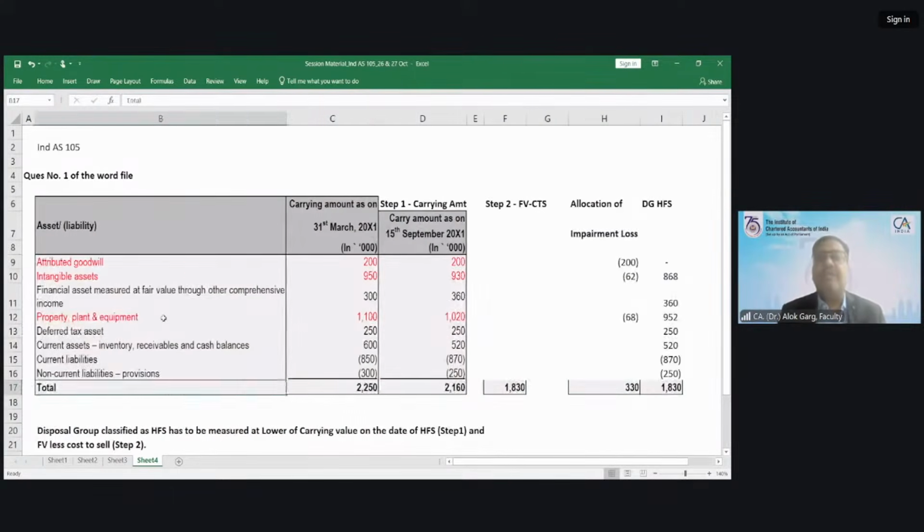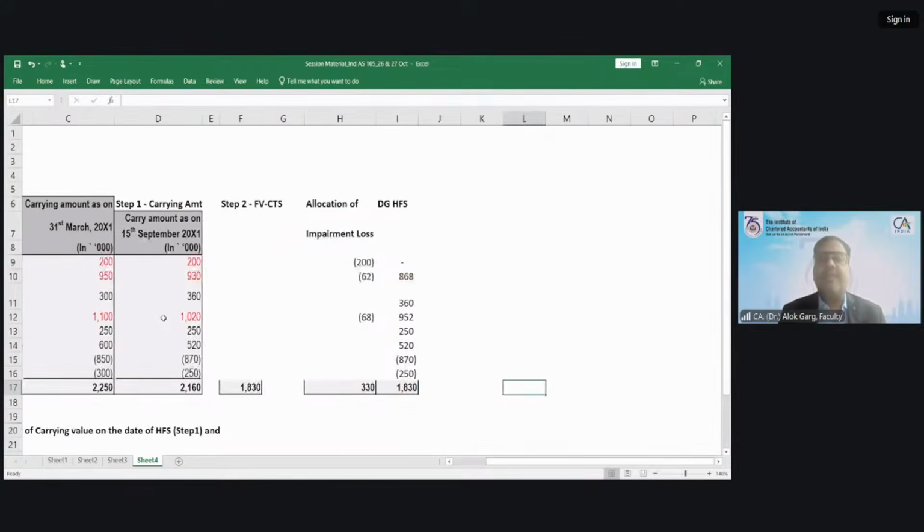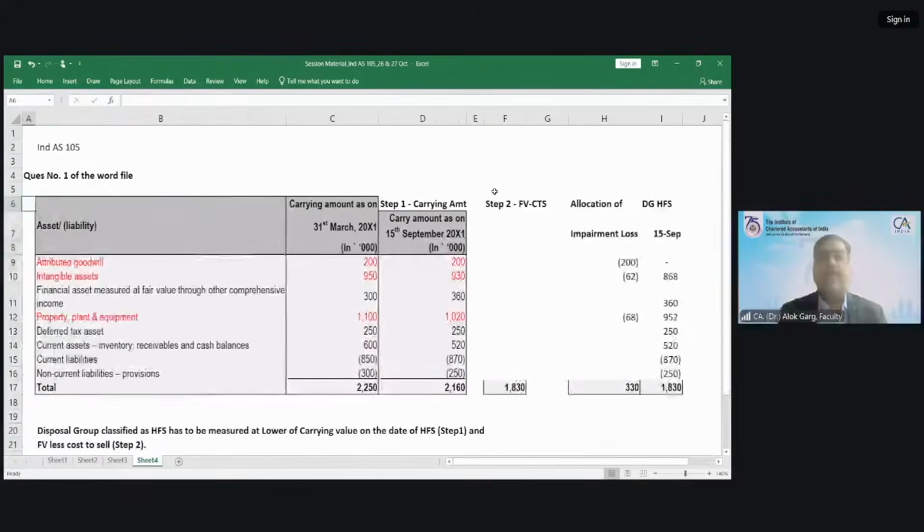So this much is the value at the time of initial recognition. These are the values of DGHFS on 15th September. So the values on 15th September are known. Now, how will we allocate these values on 31st December?